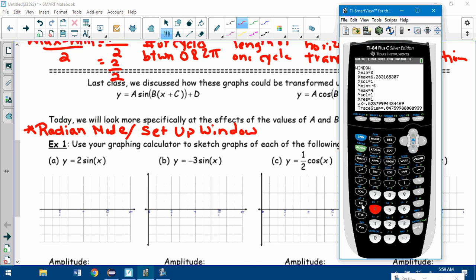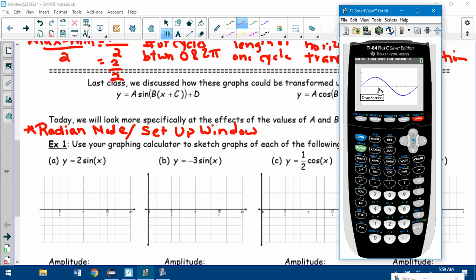And then we're just going to start graphing these. Okay, so if I do y equals, so there's a log graph in there. If I put 2 sine of x, and then just hit graph. Sine graph, we know it starts at 0. This is going to be pi, and this is going to be 2 pi.